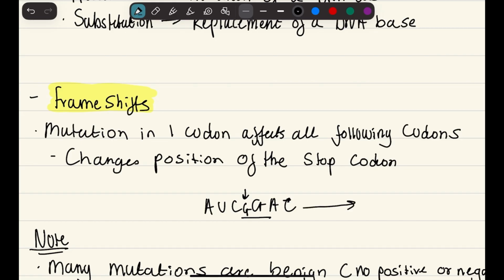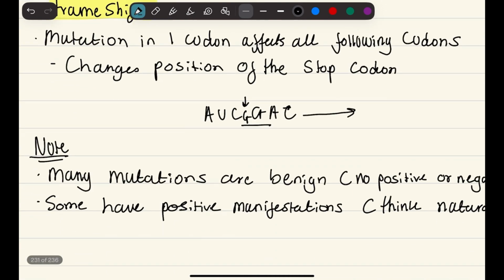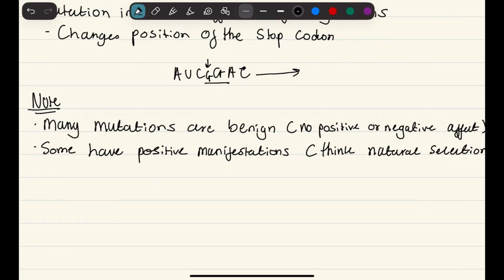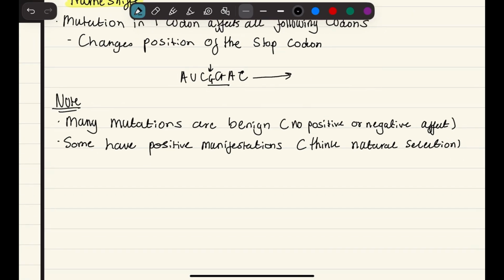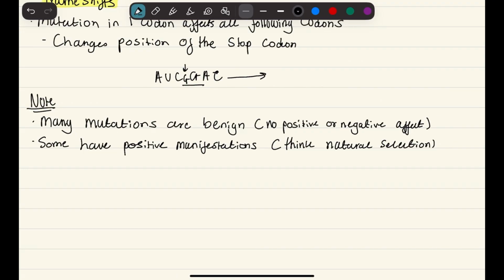And that really will change the position of the stop codon, which means that we're probably going to get a very different functioning protein. Despite what I've just said, most of the mutations are going to be benign, so they don't really have a positive or negative effect. We call them silent mutations. However, some of them do have positive manifestations. Think natural selection: a bacteria that develops antibiotic resistance, fantastic, right? But a lot of them are negative as well, but most are benign.